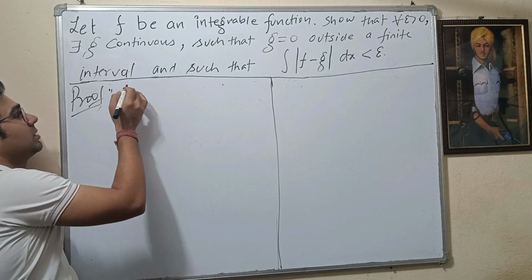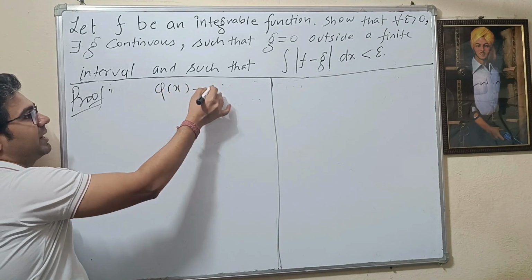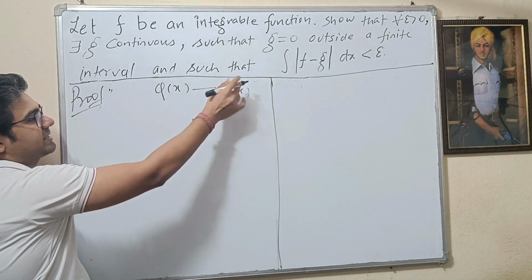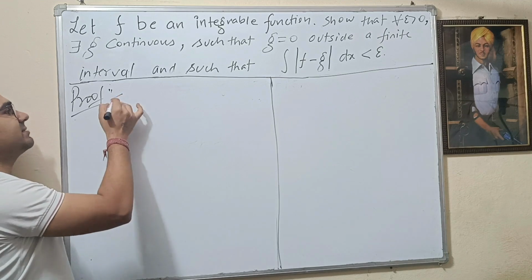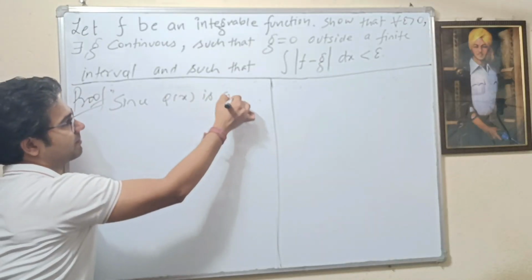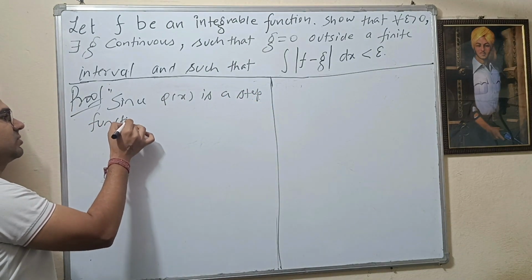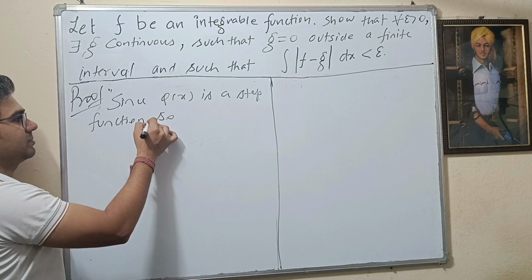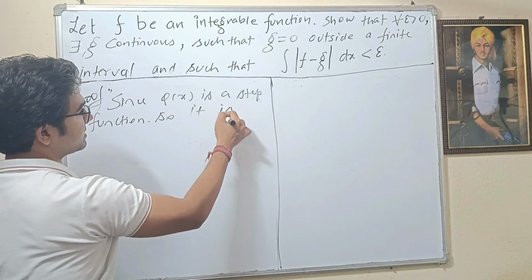Now our next and final step is to approximate the step function phi(x) by a continuous function g(x). How are we going to do that? We will do it like this. Since phi(x) is a step function, it is discontinuous.